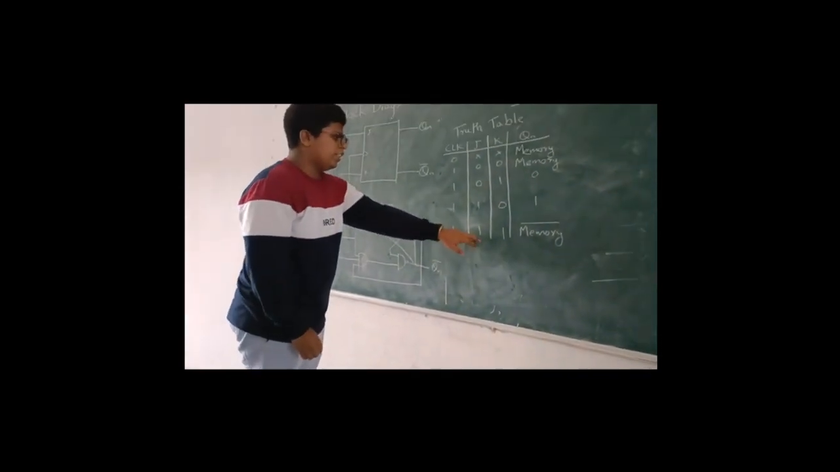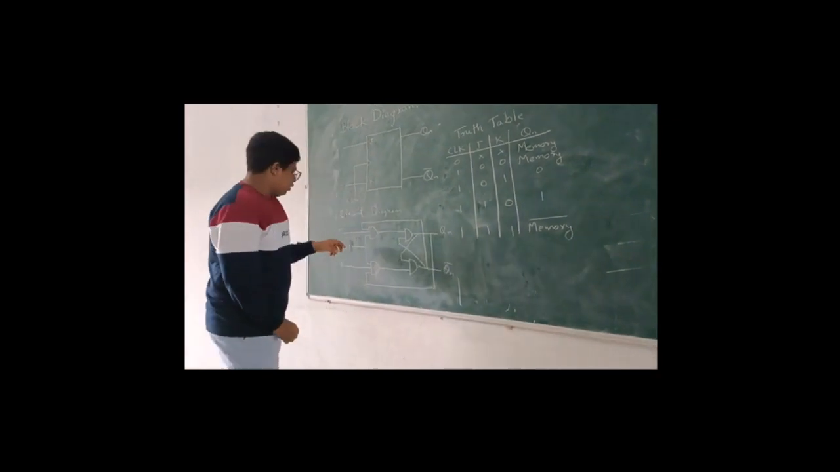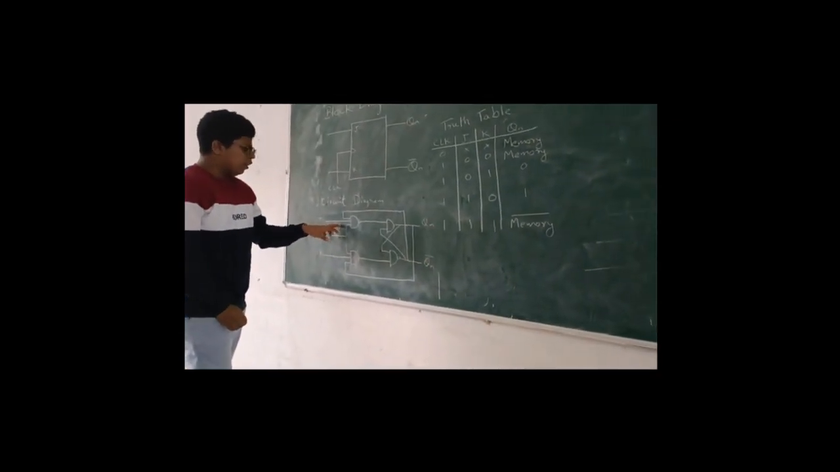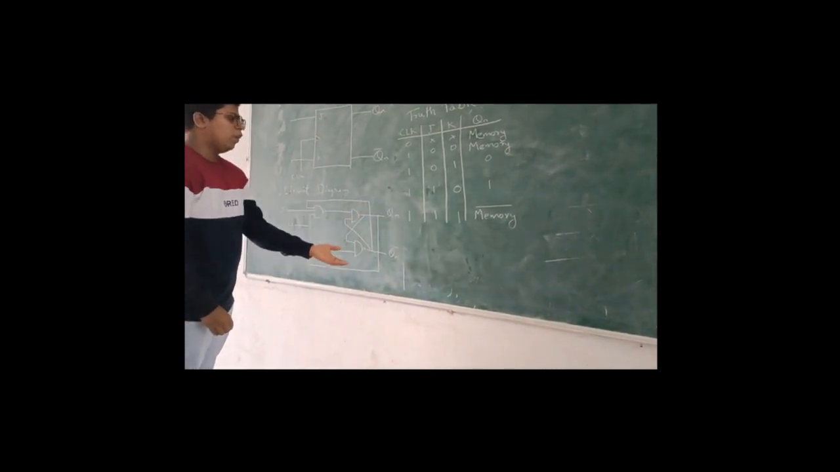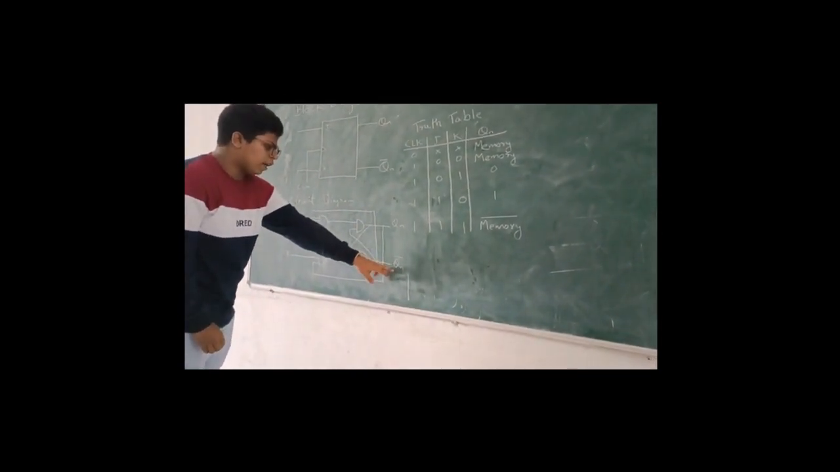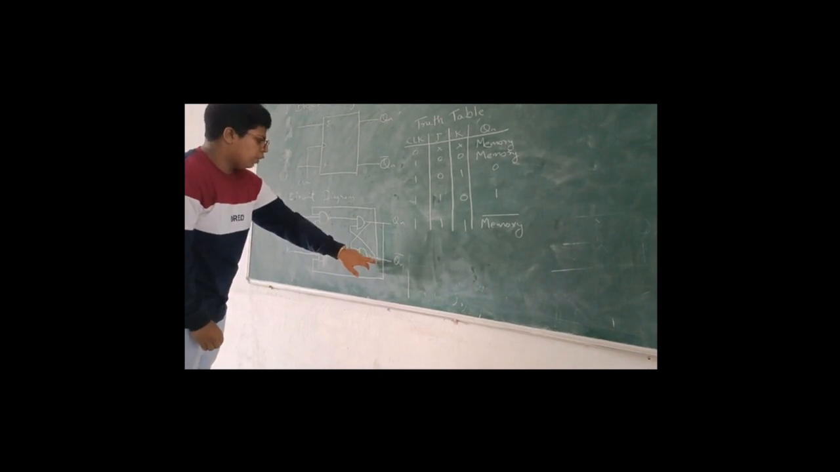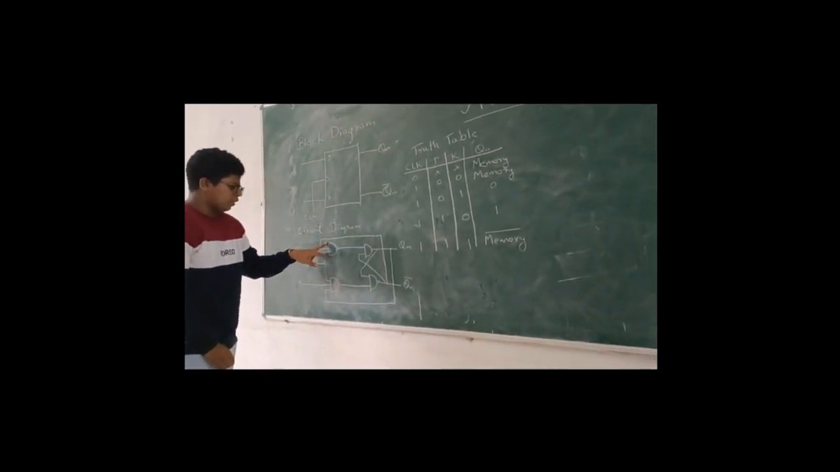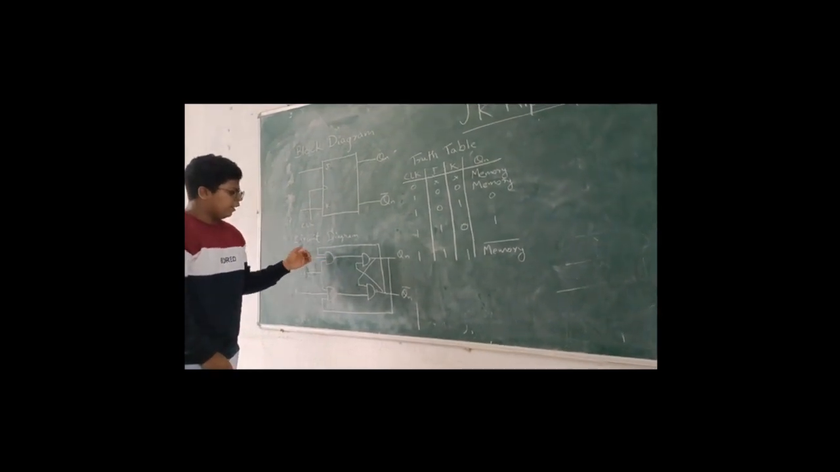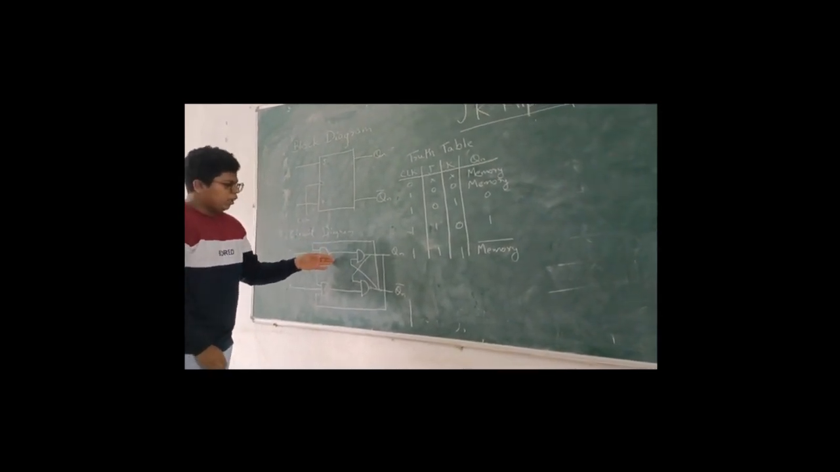For the next condition, J and K both are 1. When clock is 1, J is 1 and we are assuming the value of Q1, that is the previous output, to be 1. So Q1 bar will be 0. The Q1 bar which is 0 is an input to the first NAND gate. So here, anything into 0 will result in 1.